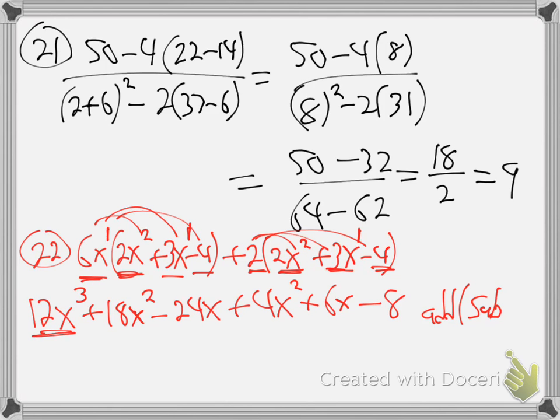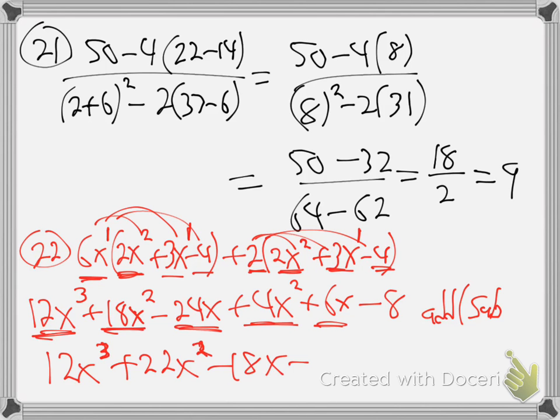Now, 12x cubed, he's in a class by himself, nobody like him. And then 18x squared and 4x squared, those are like terms. 22x squared, I don't mess with powers, just numbers in the front. Minus 24x plus 6x is minus 18x minus 8. Good on that one. Three more. You ready for more? Can I move on from that?